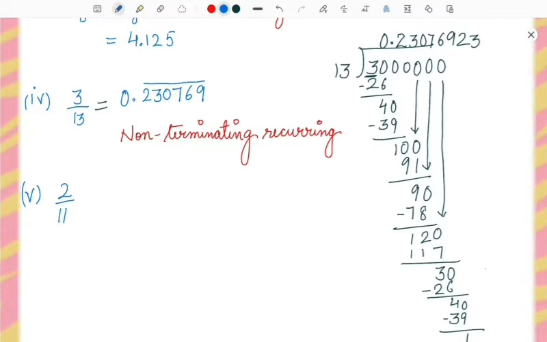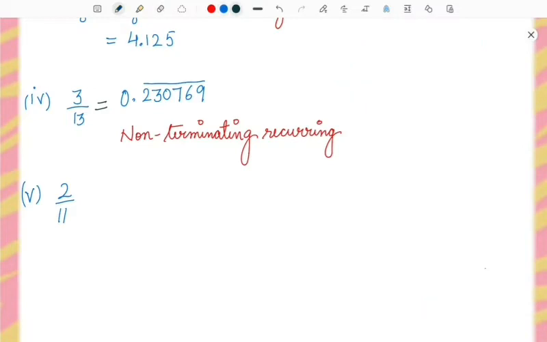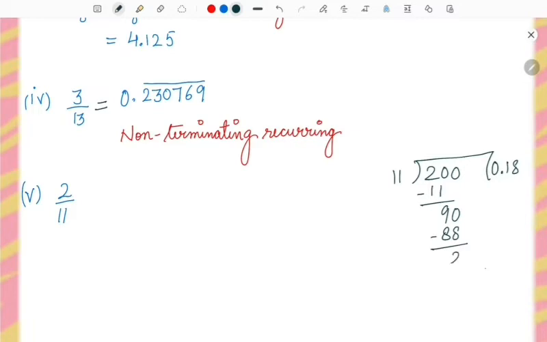Let's erase this one. 2 by 11, when divided. 2 divided by 11, let's put 0 point. This becomes 20. 11 1s are 11. The remainder would be 9. Add another 0. This becomes 90. We have 11 8s as 88. The remainder would be 2.